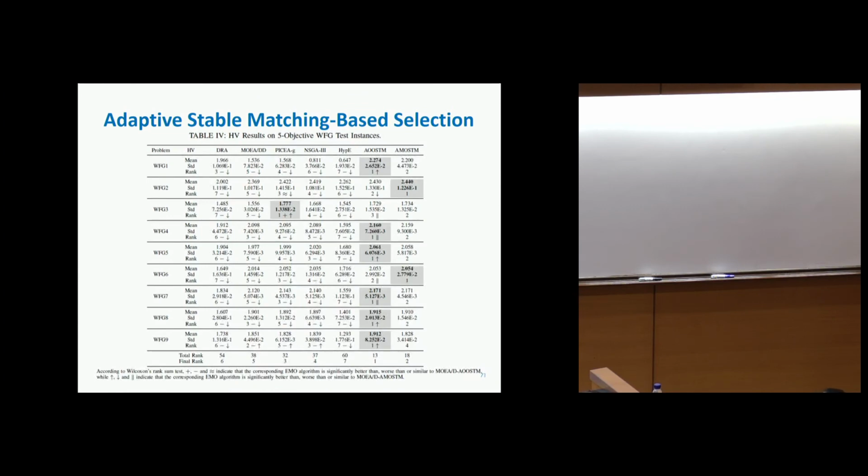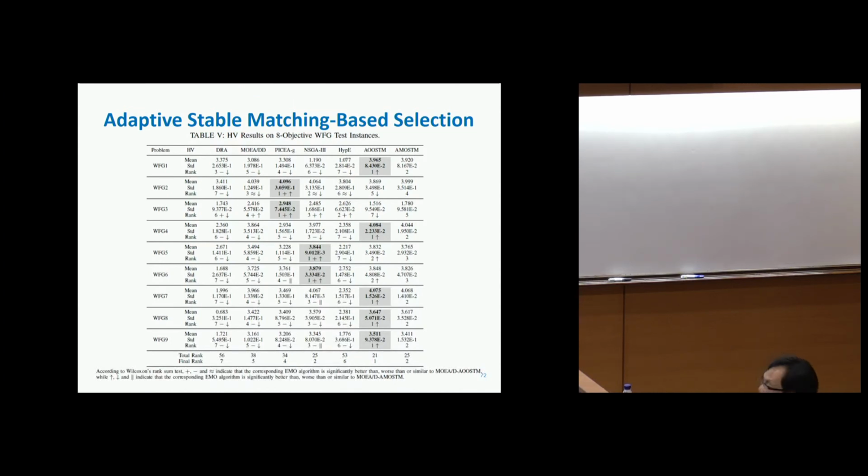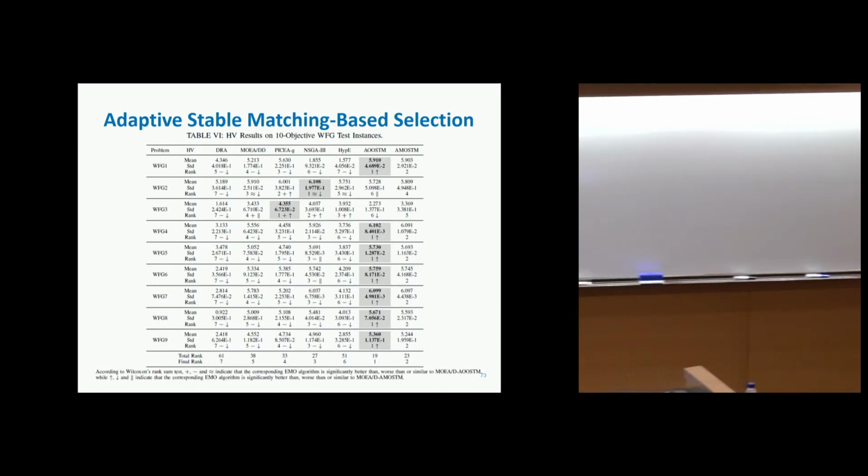5 objectives, 8 objectives. In this case, we are doing pretty well with the two-level one. But the many-to-one adaptive one doesn't do very well when the number of objectives increases. And this is 10 objectives.